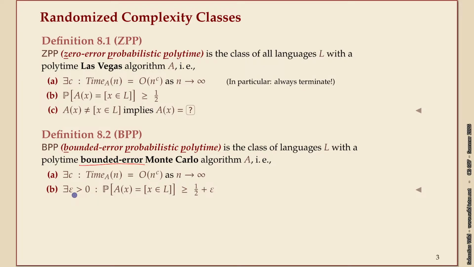And there has to be an epsilon specific to the algorithm, independent of the inputs, so that for every input, for all x in sigma star, you output the right answer with probability at least 1/2 plus epsilon. It's the same as before, I'm just repeating the definition.